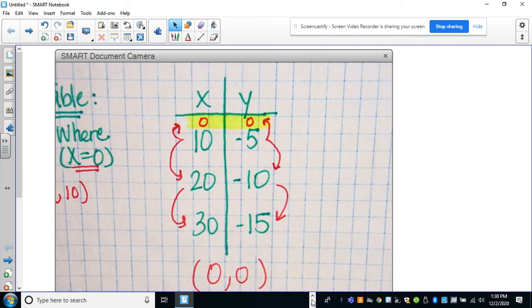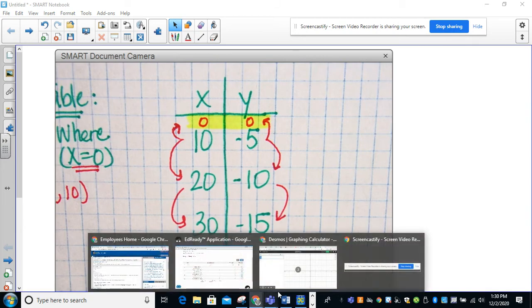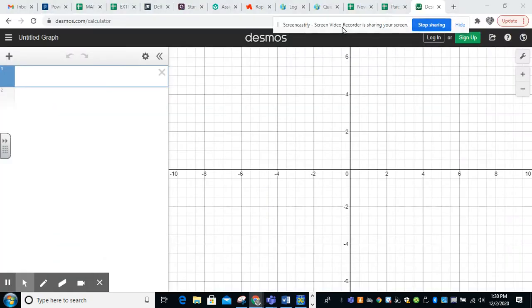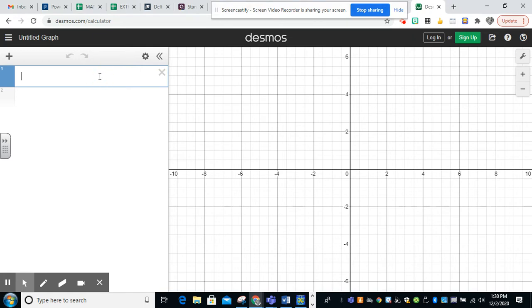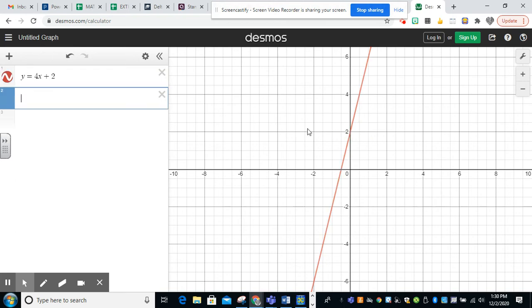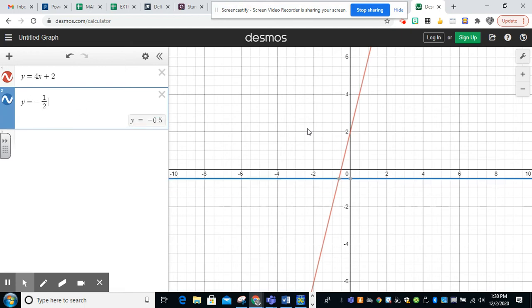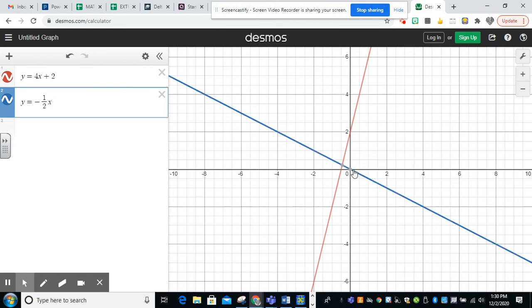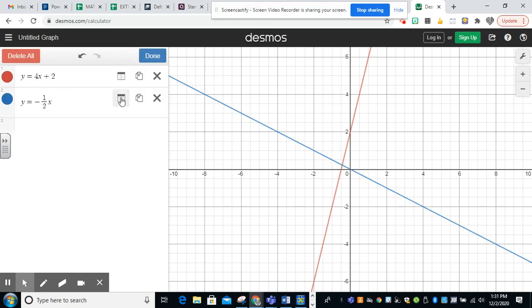Remember also that you can do a lot of this in Desmos. So if we're looking at Desmos here, we're going to type in an equation like y equals 4x plus 2. There we go. There's the point, 0, 2. Another line, y equals negative 1/2 x. There's your y-intercept.